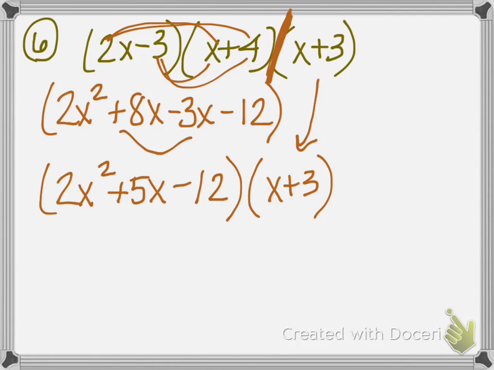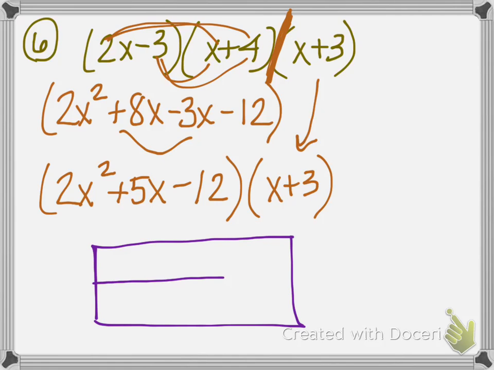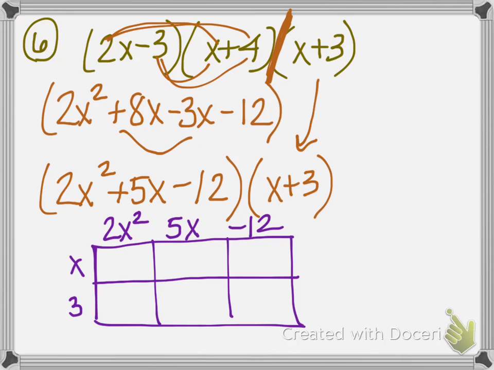And I could FOIL this again, but I find that a lot of mistakes come here because of the trinomial and the binomial. So here it might be better for you to just do an area model, but remember one of your sides is going to need to have 3 terms. So I'm going to do my best to fit this on here. Hopefully this will work. So I will have 3 terms across the top and 2 terms on the side. So this will be 2x squared, 5x, negative 12, and this is x, and this is 3.